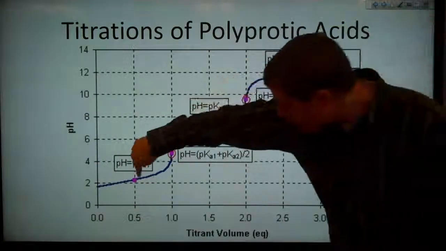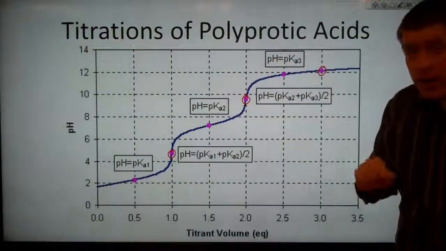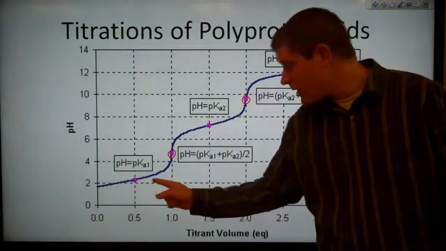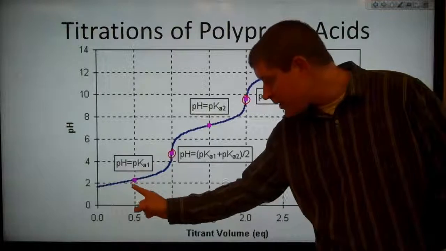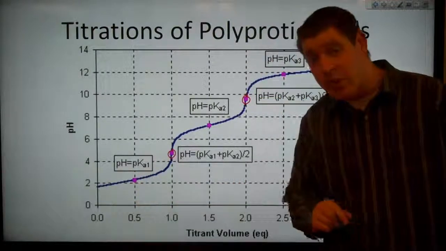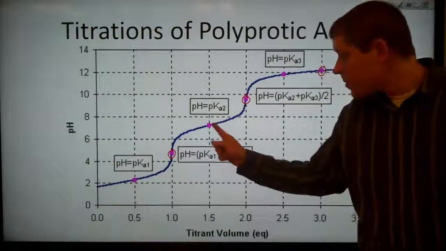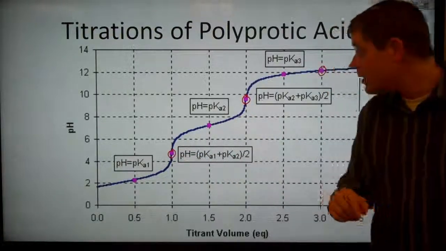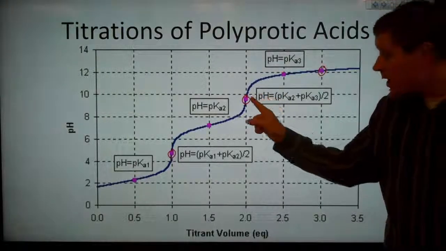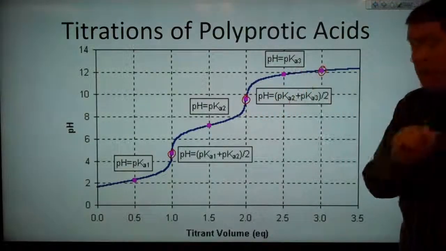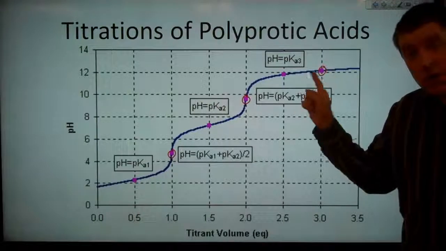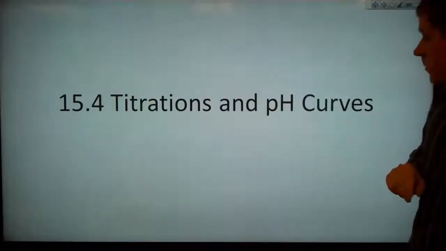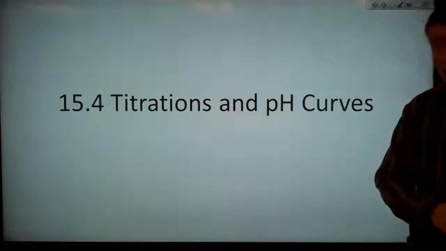Each of these other points here are the midway points between the initial 0 volume of base added and our first equivalence point. That's that point there. At that point, the pH is equal to pKa1. This is the midpoint between the first equivalence point and the second equivalence point. At that point, the pH is equal to pKa2. This one is the midpoint between the second equivalence point and the third, and that's the volume at which the pH is equal to pKa3. So that was titrations and pH curves.